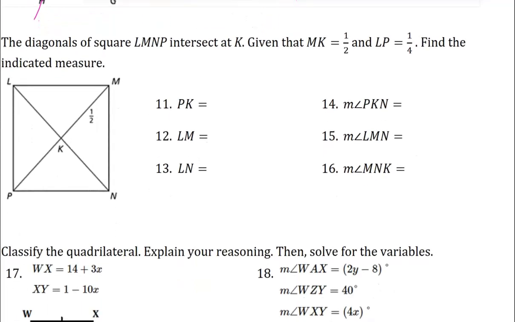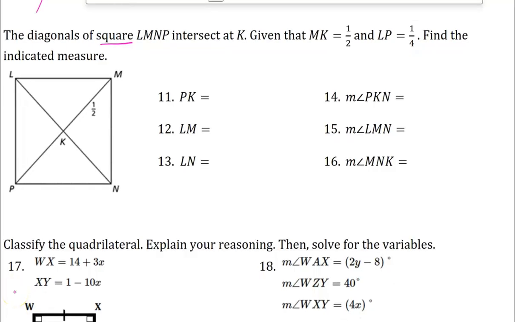Okay, continuing, here we have a square, so all of the properties of parallelograms and rectangles and rhombuses apply. This says that MK is 1/2 and LP is 1/4, but that's an impossible square, so ignore that. We're going to change this and say that MK is 3 root 2 and LP is equal to 6. Okay, now it works.